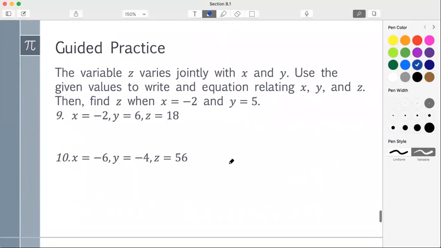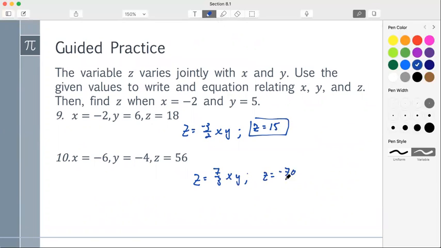All right, same thing for 9 and 10. So again, solving for a first, z equals -3/2 x times y. And using -2 and 5, you should solve for z equals 15. For number 10, plugging in for a, you get z equals 7/3 x times y, and you should get z equals -70/3.